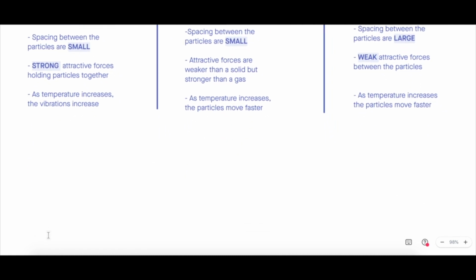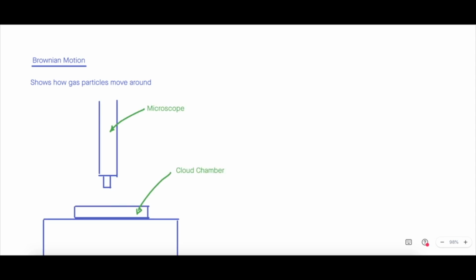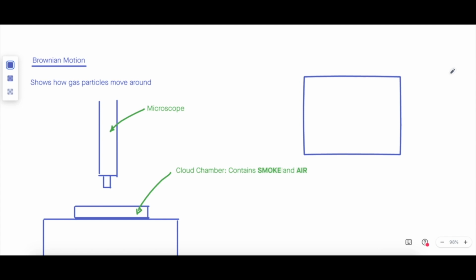Okay, so next thing we're going to look at is Brownian motion. It's basically a way of explaining how gas particles move around. A way to see this is to do the following experiment. So to observe Brownian motion, what you can do is get a microscope and look into a cloud chamber. A cloud chamber is something that contains smoke particles and air particles inside. So let's take another view. So let's say this is the view of the cloud chamber from above. And what we observe are trails like this.